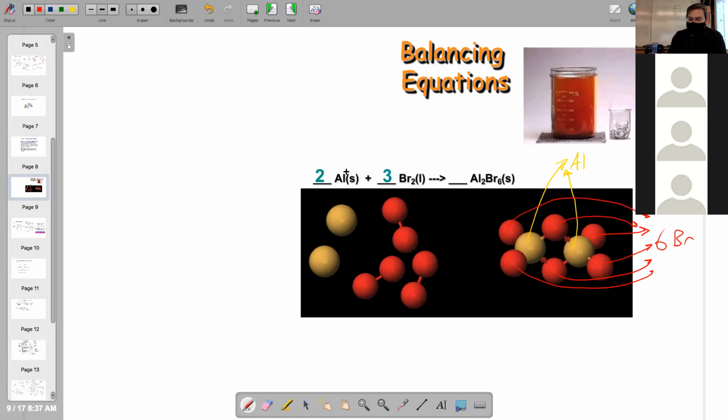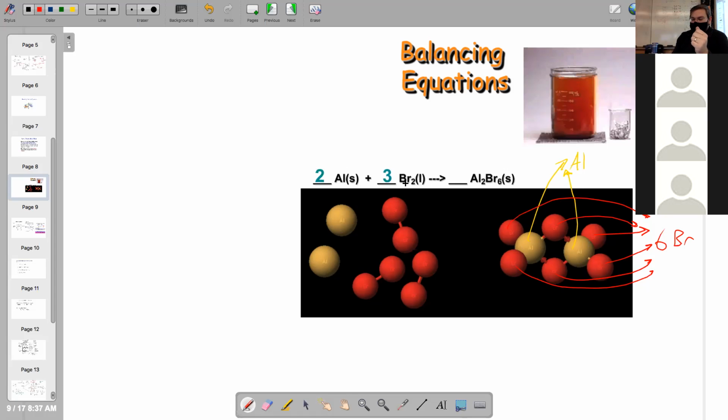Now, aluminum is just atomic. Aluminum atoms exist independently as single individual atoms. So if you're going to make this compound Al2Br6, you've got to have two aluminum atoms. The compound's formula has a 2 after the Al. So that's kind of obvious, just two individual aluminum atoms.